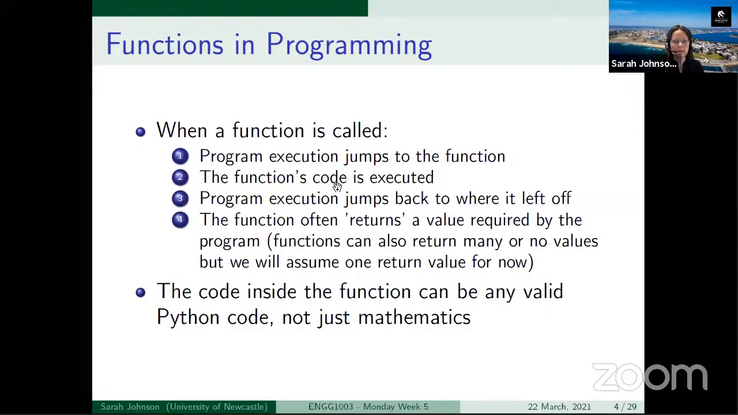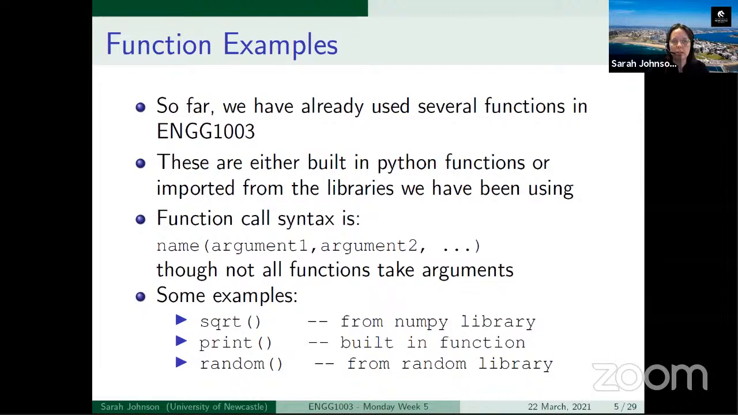Okay, so as I said, we've already used several functions in ENGG1003. These are either built-in Python functions like print, or we've imported them from some of the libraries like NumPy. So for example, our square root function that we may have used from NumPy, the function definition is in the NumPy library. And the random function that you saw last week, there's a function definition in the random library. So when you do that import instruction in your code, what you're actually importing is all of the function definitions that have already been written for you. So you don't have to define a function square root or a function random yourself. You can use the function definitions that have already been written for you in those libraries.